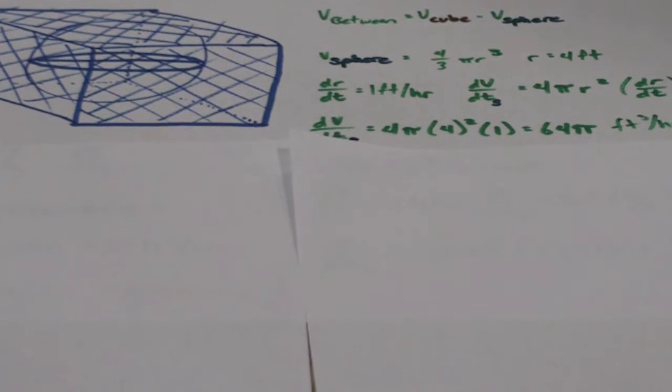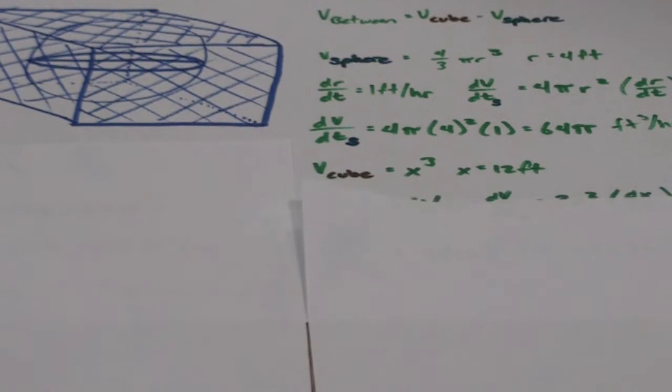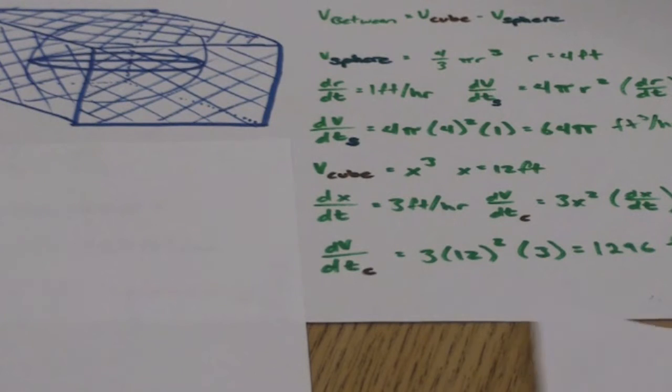Now let's find the rate of change of the cube. The volume of a cube is equal to x cubed, and the sides of this cube are 12 feet long. We know that the sides are changing at a rate of 3 feet per hour. Now find the derivative of the volume equation. The rate of change of the volume is equal to 3x squared times the rate of change of the sides. We plug in our numbers and find that the volume of the cube is changing at a rate of 1,296 feet cubed per hour.